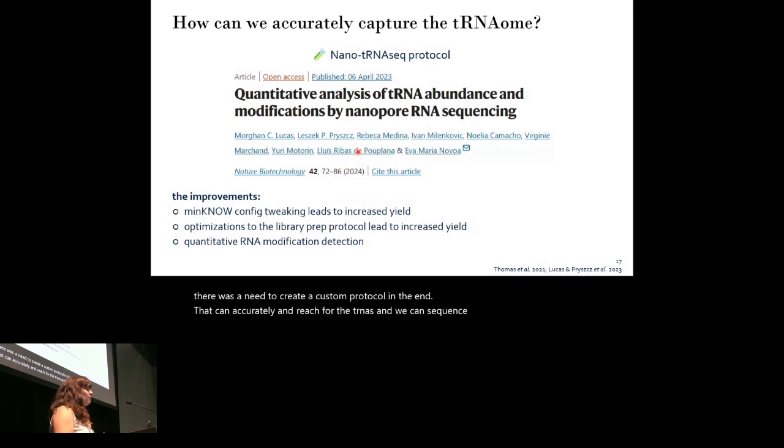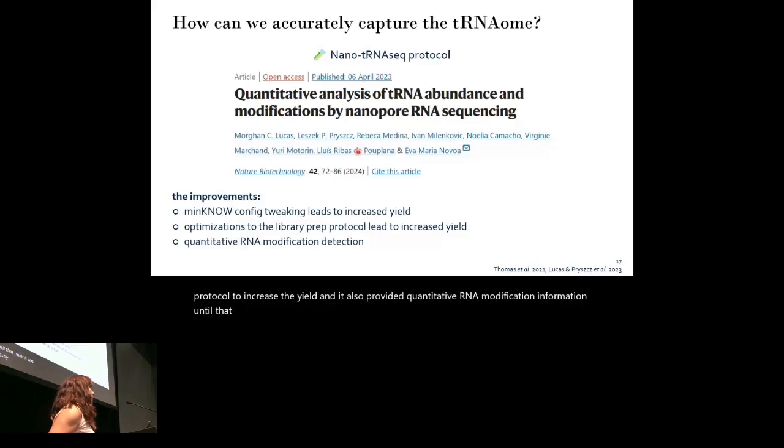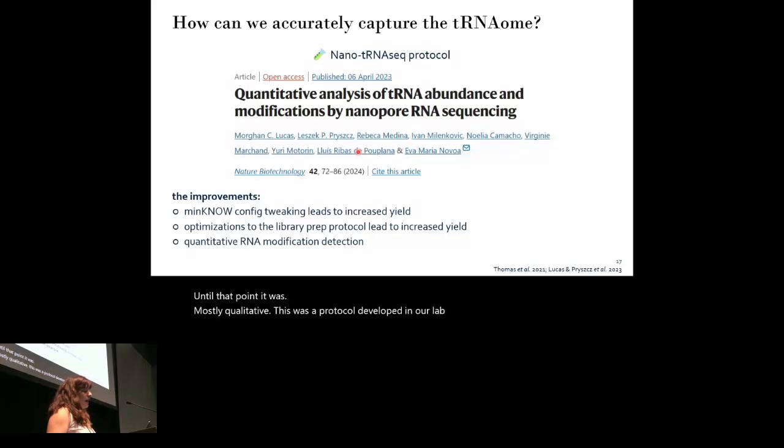Some of the improvements that were introduced were built upon earlier protocols by Thomas et al., which was published in 2021. They optimized the library protocol to increase the yield, and it also provided quantitative RNA modification information. Until that point, it was mostly qualitative. This was a protocol developed in our lab by Morgan and Leszek, and all of the data that I will be presenting today is using this protocol to generate tRNA libraries.